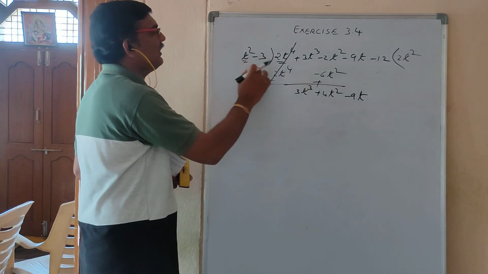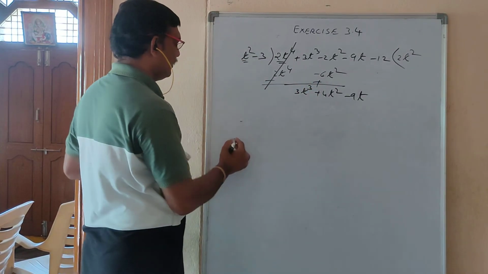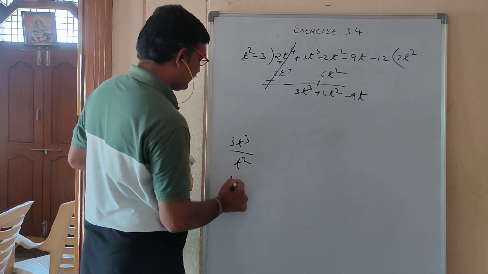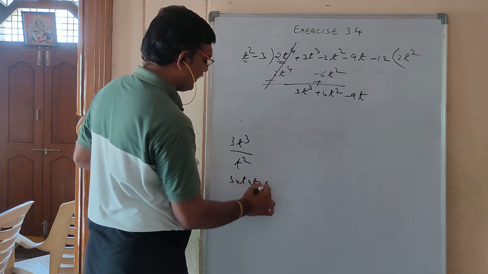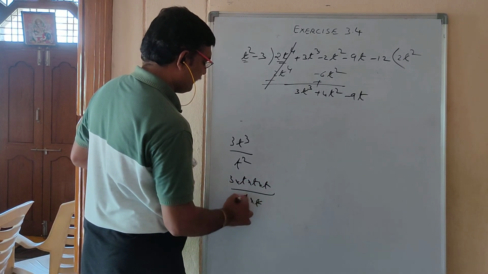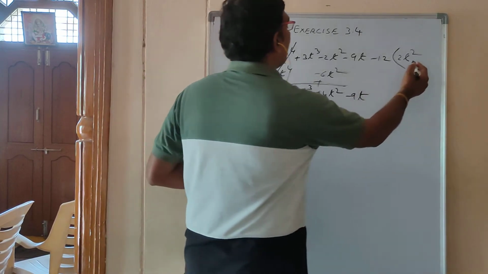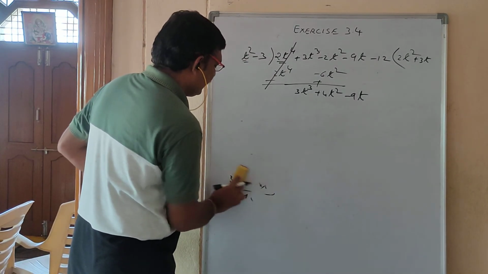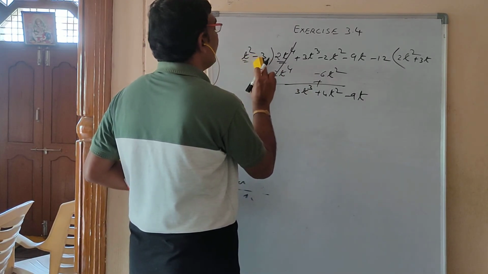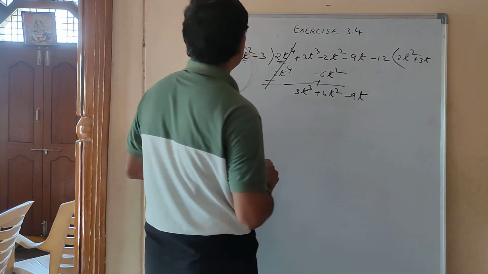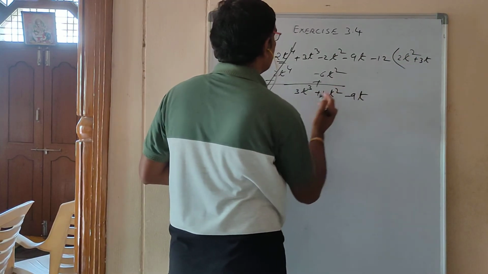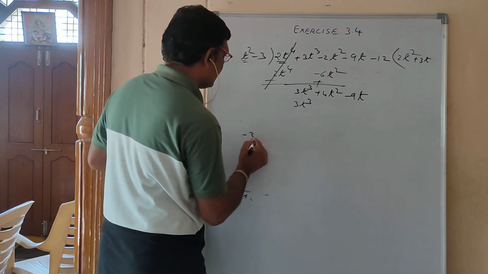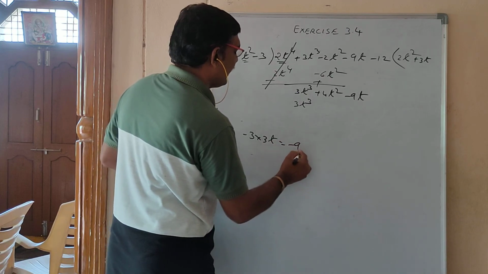Next, again t square is there, 3t cube is there. So 3t cube divided by t square: t cube means t into t into t, and t square means t into t only. If you cancel, you are getting 3t. So here I write 3t only. Now you multiply 2t square and minus 3 with 3t. t square into 3t is 3t cube. Next, minus 3 into 3t, you are getting minus 9t.